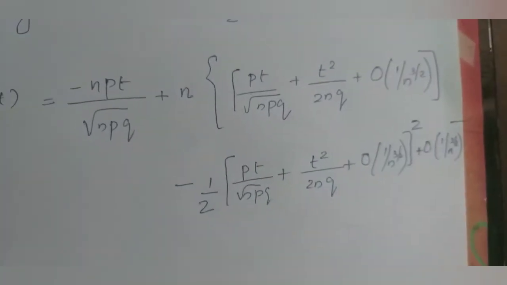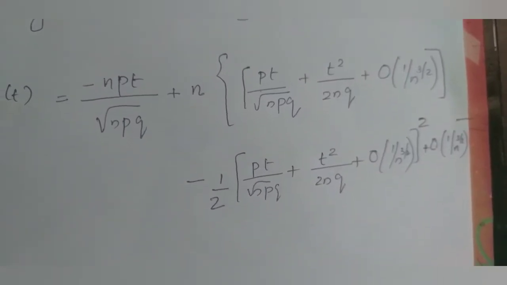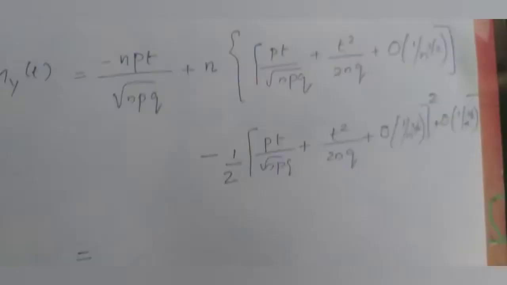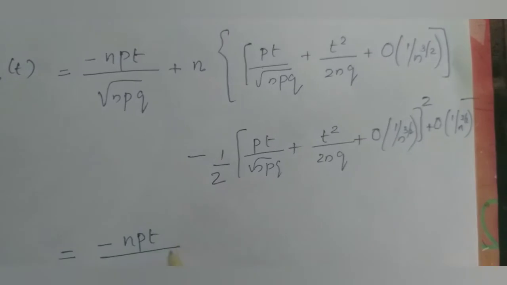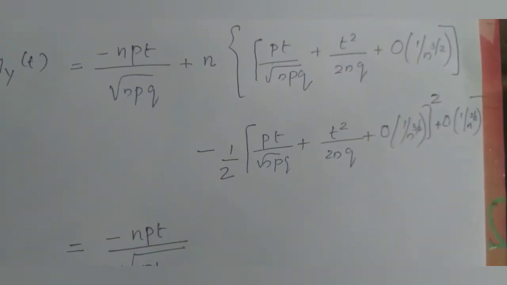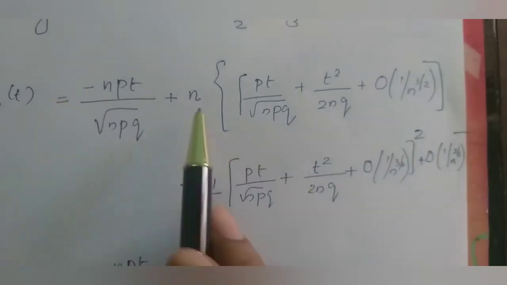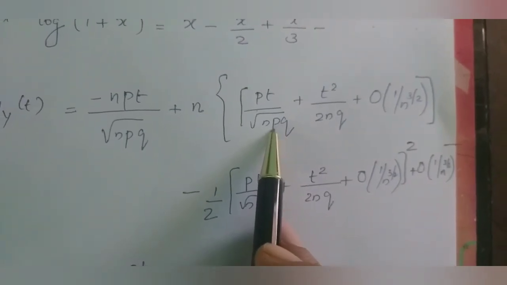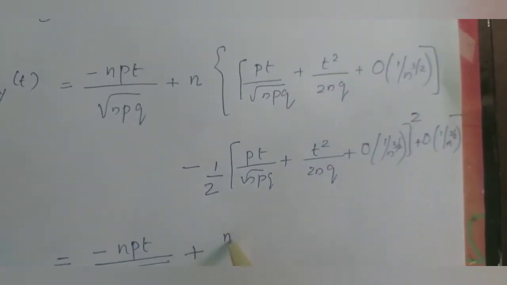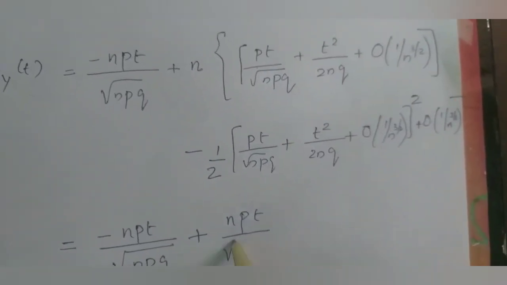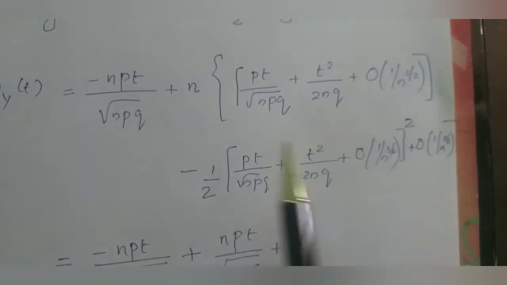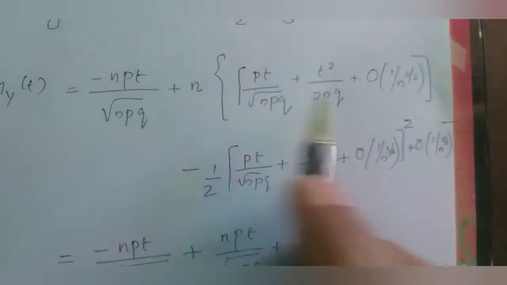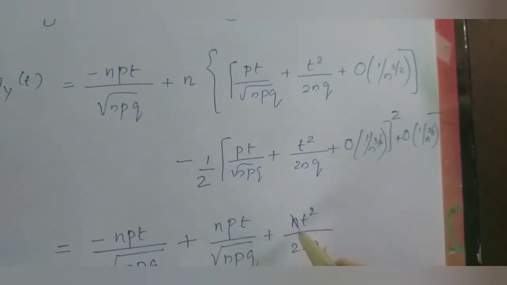Because the other terms may vanish as n tends to infinity, the other terms vanish. So we can write this as minus npt divided by root of npq plus, from here, n into pt divided by root of npq. You can write this as npt by root of npq plus the next term, n into t square divided by 2nq, will cancel this term.